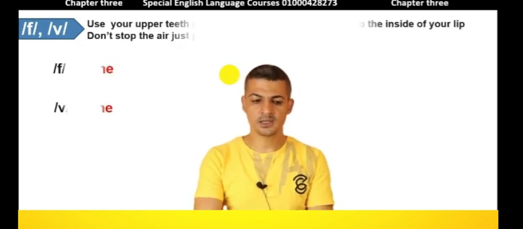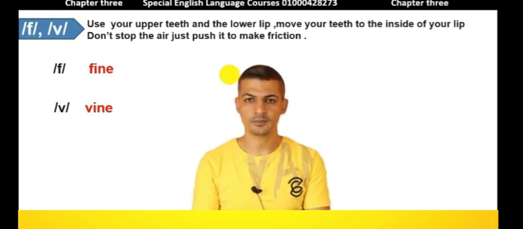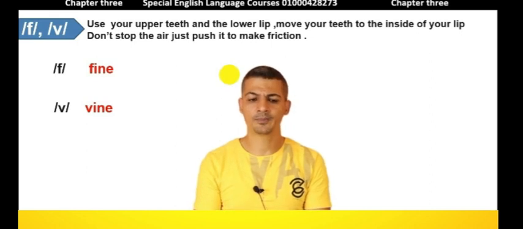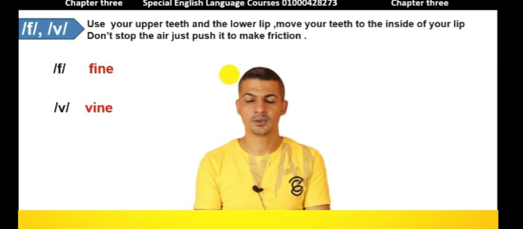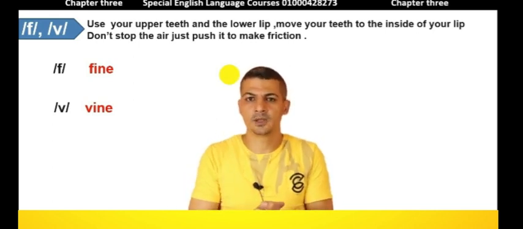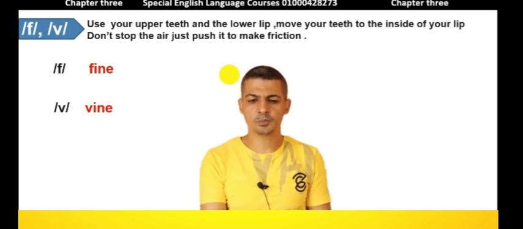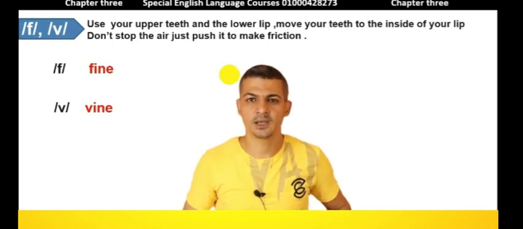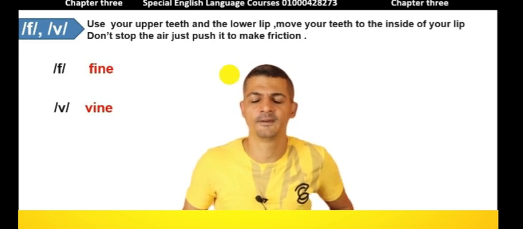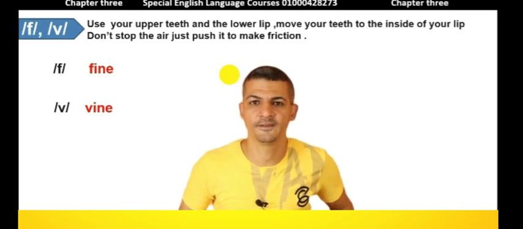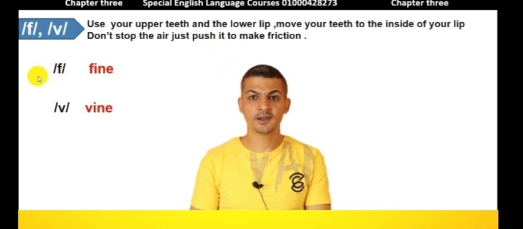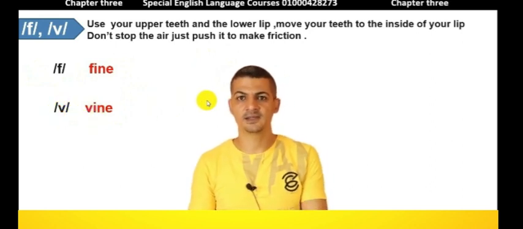Okay, how can we make these sounds? We use the upper teeth and the lower lip. Move your upper teeth to the inside of your lip. But don't stop the airstream. Just compress it and then make it go. So don't stop the airstream, just push it to make friction. The first one as in fine, and the second one as in vine and as in van.